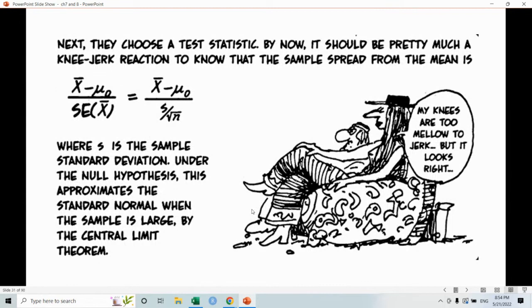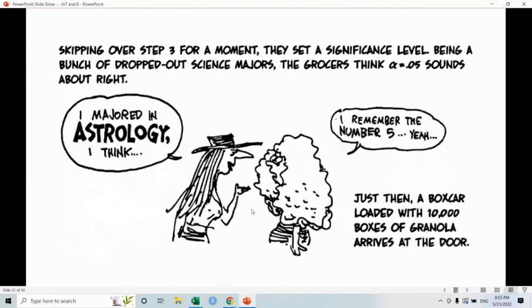Next, they choose a test statistic. By now, it should be pretty much a knee-jerk reaction. The sample deviation from the mean is the difference of the sample point estimator from the true population mean divided by the standard error of that mean, where S is the sample standard deviation. Under the null hypothesis, this approximates a standard normal when the sample is large, by the central limit theorem we talked about last week. Skipping over step 3 for a moment, they set a significance level. The grocers think alpha equals 0.05 sounds about right. It's a pretty typical norm.